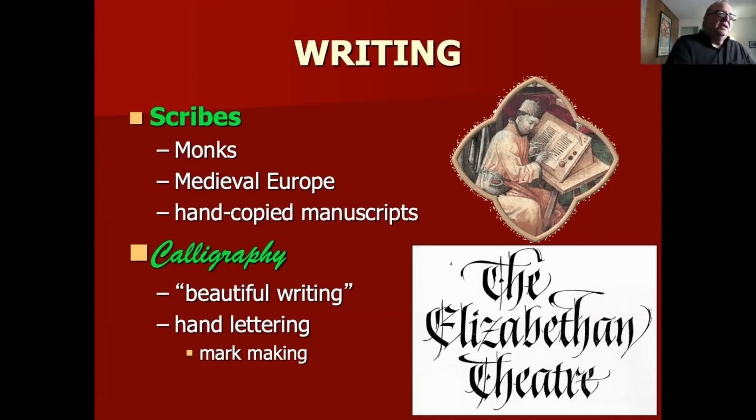Calligraphy was what the monks used, and it's sort of done as a hobby now. You can go to Michael's or Hobby Lobby. You can pick up a calligraphy kit if you want to do your own calligraphy. It's called beautiful writing. It's hand lettering and what we call mark making. There are special marks, and you can see some of the little flourishes and things like that on the lettering to the lower right there.